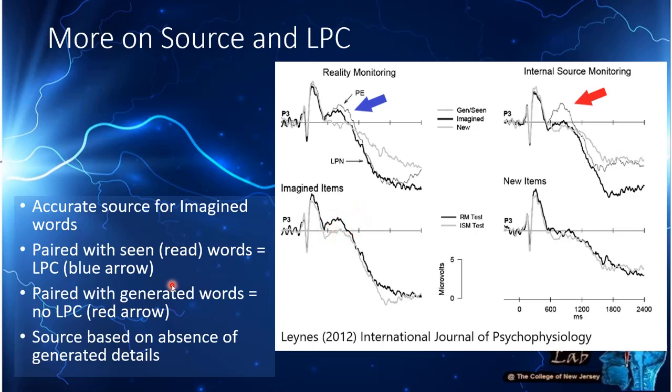And so the way we attributed this, now keep in mind, they're making accurate source judgments, but there was no LPC in this particular situation. So the interpretation of this is that the source judgment was actually based on the absence of particular details. In this case, the absence of generated details in those imagined items. So we can make source judgments based on the absence of information. We can also make source judgments based on familiarity as well. So we have to be careful with simply using source as a measure of recollection.